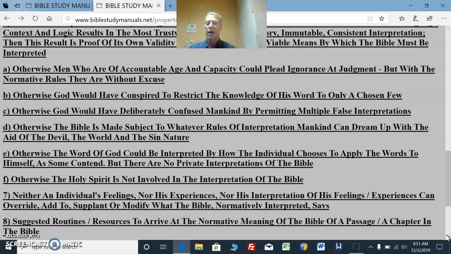And otherwise, the Word of God could be interpreted by how the individual chooses to apply the words to himself, as some contend. But there are no private interpretations of the Bible. Follow the rules of reading. Otherwise, the Holy Spirit is not involved in the interpretation of the Bible. Those are great otherwises. So, your feelings, your experiences, your interpretation of your feelings, your experiences, can override, add to, supplant, or modify what the Bible normatively says. So, that's a good reason to stick to the rules. That's what's offered to man down the centuries, the normative rules of language, context, and logic.